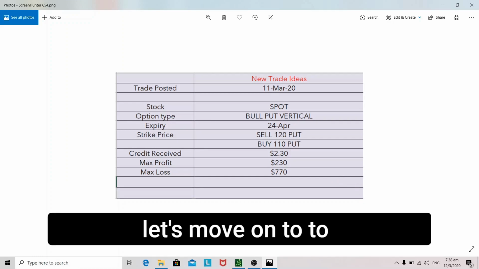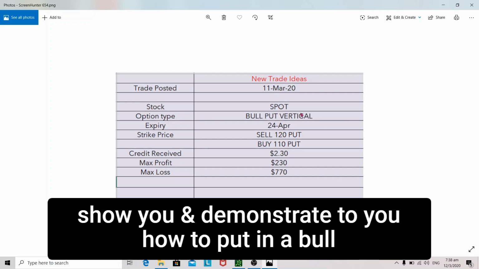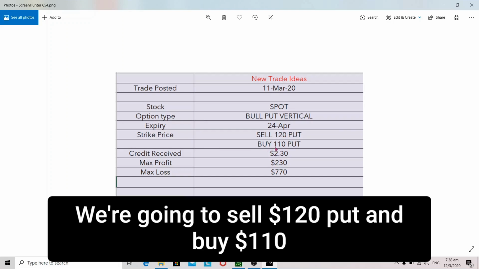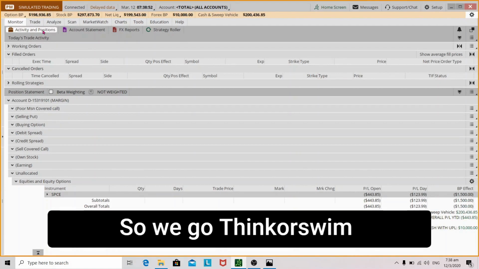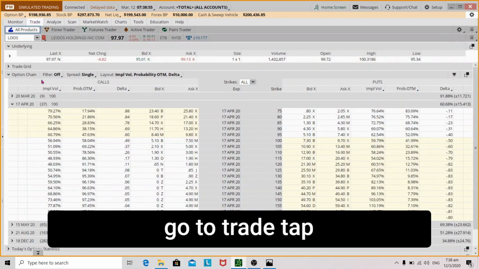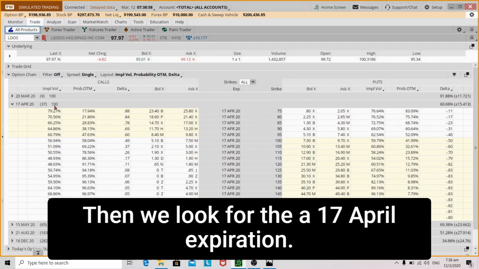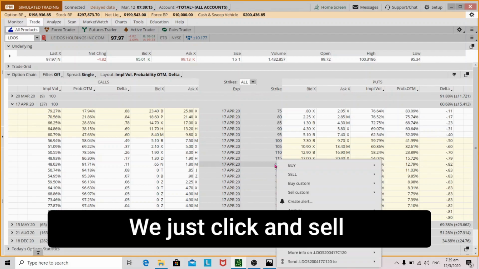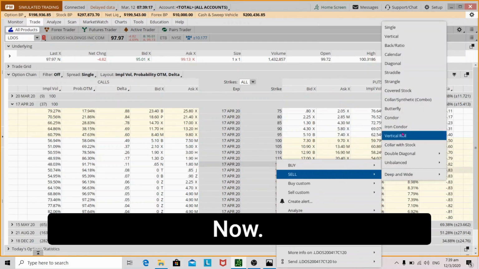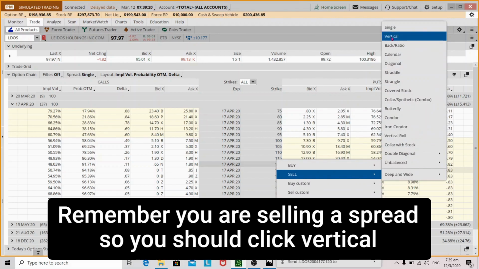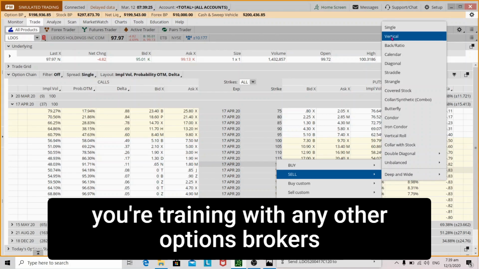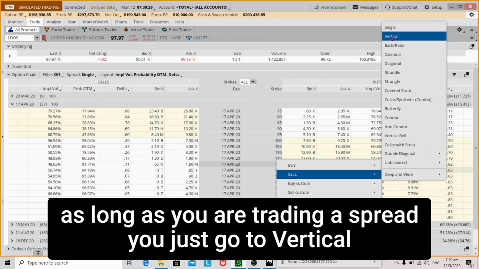Having said that, let me demonstrate how to put in a vertical spread. Expiration is 24 April. We're going to sell the 120 put and buy the 110, right? So we go to our Thinkorswim, to the Trade tab here. Then we look for the April expiration. This is the strike, go to the 120. You see this 120, we just click Sell. Now remember, you are selling a spread, so you should click Vertical. Whether you are trading with Thinkorswim, TradeStation, or any other option broker, as long as you are trading a spread, you just go to Vertical.